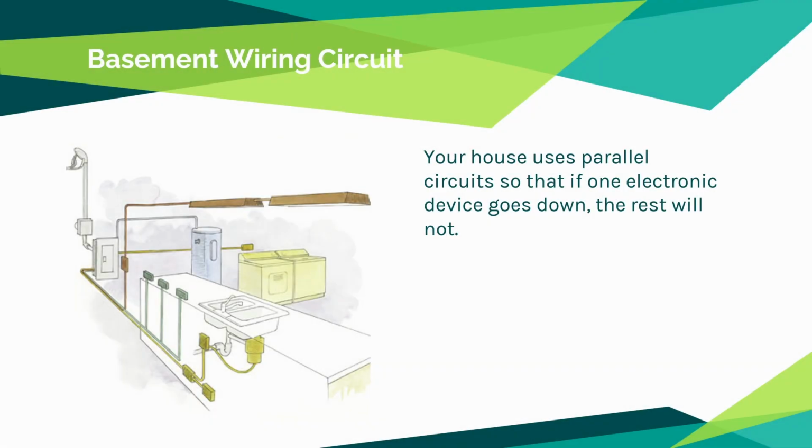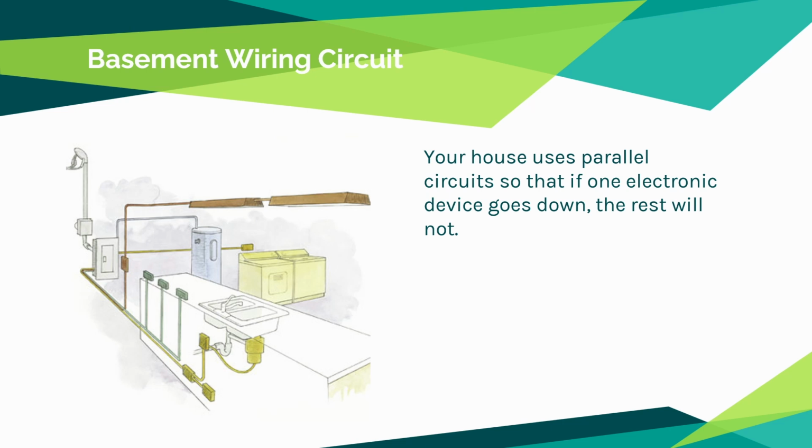Basement wiring circuit. House wiring is done in parallel, so if one device turns off, burns out, or is disconnected, the rest of the devices still work. If home wiring were all in series, one problem could shut down everything in that line.